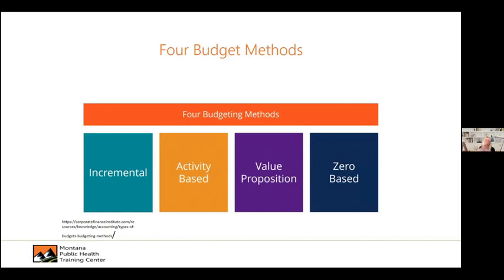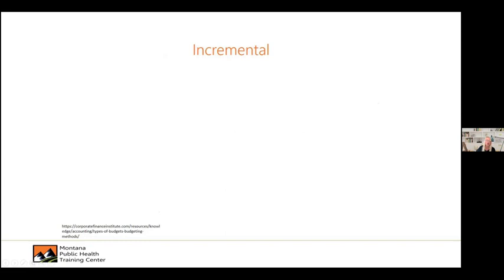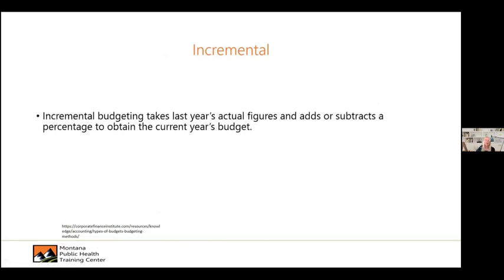And you are probably doing one of these already, but this is a good time for us to identify which one you're using, and two, is that the one you should be using? And three, is one of these other ones better for what you're trying to do? Okay, so we're going to talk about each one of these individually here. So we'll start with incremental budgeting. Incremental budgeting actually takes last year's figures and adds or subtracts a percentage to obtain the current year's budget.